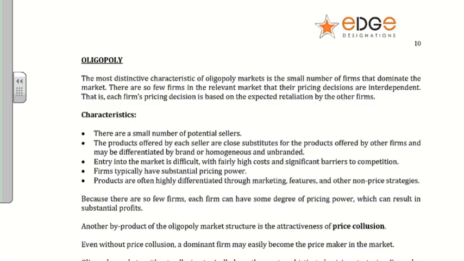We move down to oligopoly. Oligopoly: a small number of firms that dominate the market, very few firms though. What are some of the characteristics of an oligopoly? A small number of potential sellers. The products offered are close substitutes for products offered by other firms. Entry into the market is quite difficult; there are significant barriers to entry. The firms generally have substantial pricing power, and they're often highly differentiated by marketing features and other things like that.